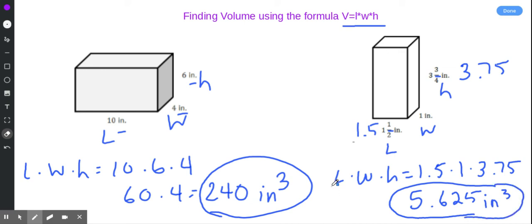Okay, we're going to do one more example with mixed numbers next, in which you can't really change them into a fraction or a decimal because they'll be repeating. So look at the next example for one of those.